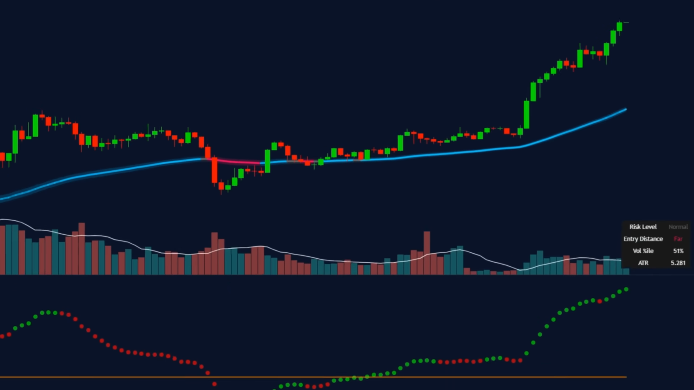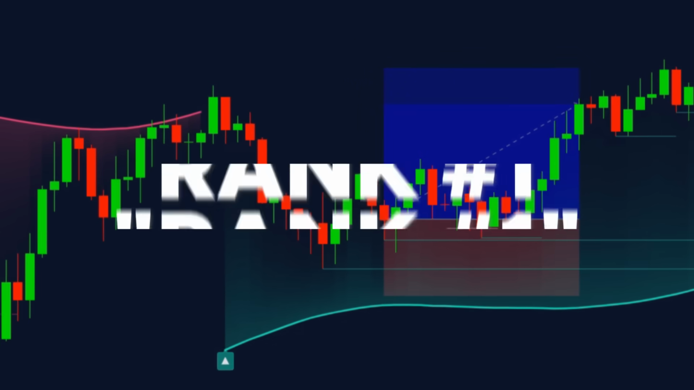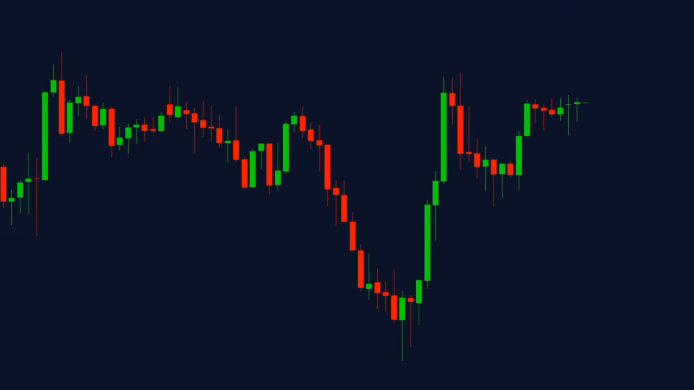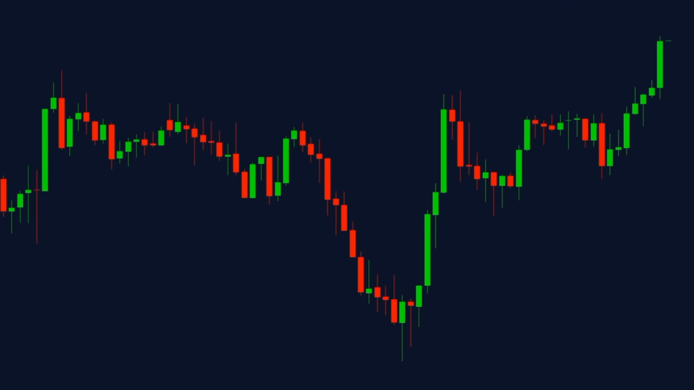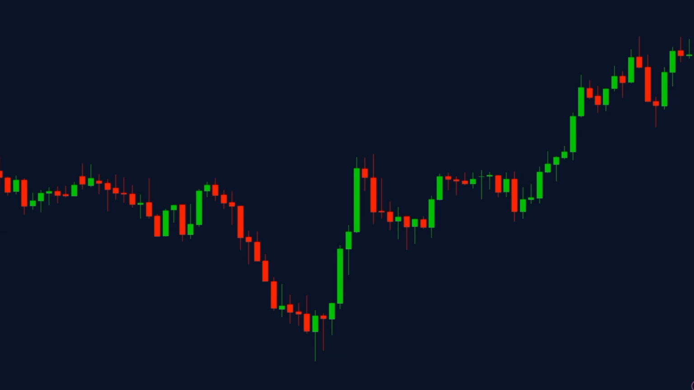We have made it. We have covered rank 3, the trend builder, and rank 2, the volume reversal. But rank number 1, this is different. This isn't just a strategy. This is how the market actually moves. We are talking about order blocks. If you have been trading for a while, you have heard this term. It is the secret weapon of smart money concepts, SMC.